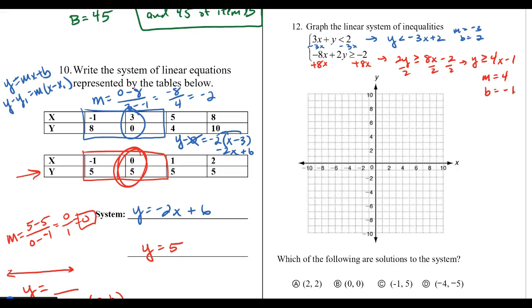We're going to graph the red one first. Y is greater than or equal to 4x minus 1. So we're going to start at negative 1, and we're going to have a slope of 4, so I'm going to go up 1, 2, 3, 4 over 1. And we can go the other way, 1, 2, 3, 4 backwards. So there's my line. We want it to be a solid line.